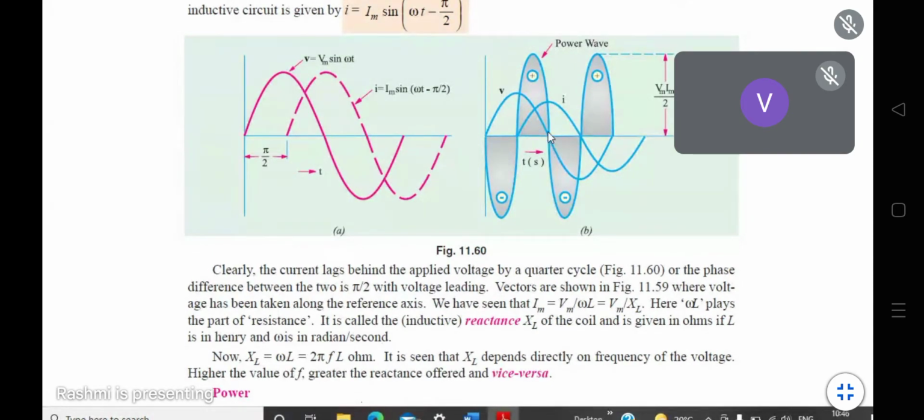Similarly here, from pi to 3 pi by 2, this is also negative. Here the current is positive but the voltage is negative, so here you will get negative power. Again here positive. So negative, positive, negative, positive. If you get the average, then that will be equal to 0.